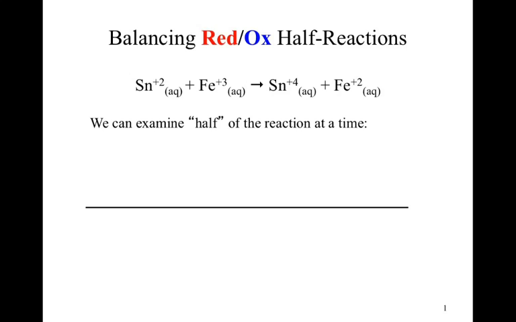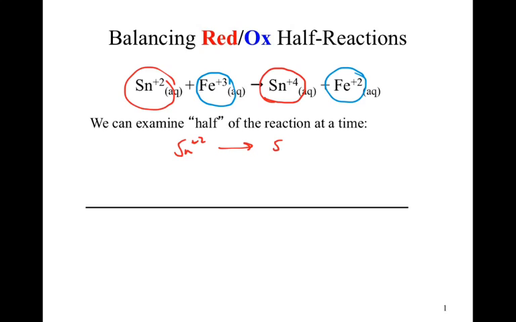So what we end up doing is looking at our reactants and saying, okay, I see tin and I see iron. Now to split, I want to look to the product side and say what looks most like each of those reactants. I look at the product side and I see tin again, so those two should be paired with each other. And I see iron again, so those two will be paired with each other. So I pull it out and say, okay, I've got tin plus 2 going to tin plus 4, and I have iron plus 3 going to iron plus 2.